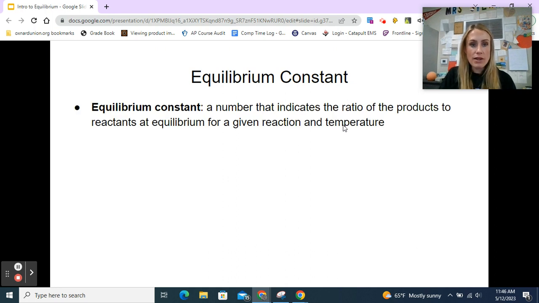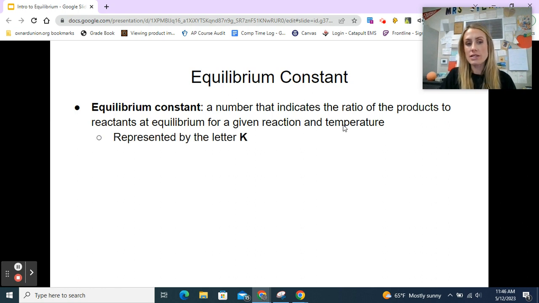So, the equilibrium constant is a number that indicates the ratio of products to reactants at equilibrium for a given reaction and temperature and pressure, I should say. The equilibrium constant for a certain reaction can change if temperature and/or pressure changes, but we'll talk about that more when we talk about Le Chatelier's principle later this unit.